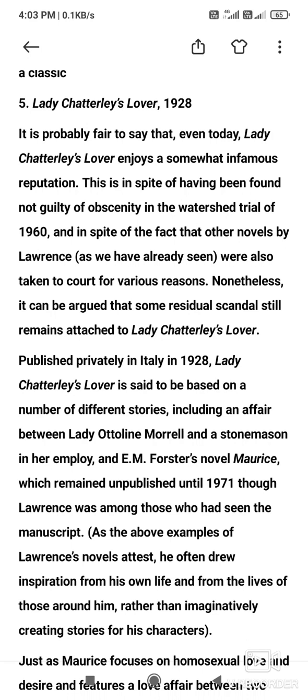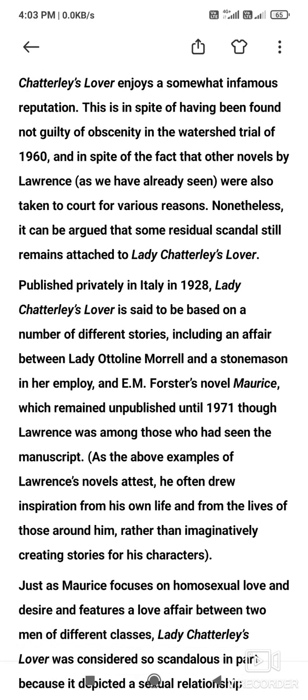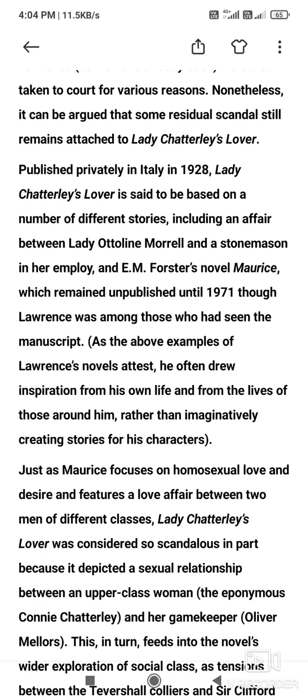Lady Chatterley navigates her unhappy marriage to Sir Clifford Chatterley, who is paralyzed from the waist down. This is how the storyline starts, and Lady Chatterley's Lover enjoys a somewhat infamous reputation, in spite of having been found not guilty of obscenity in its watershed trial of the 1960s. It was published privately in Italy in 1928, and Lady Chatterley's Lover is said to be based on a number of different stories, including an affair between Lady Ottoline Morrell and a stonemason in her employ, and E.M. Forster's novel Maurice, which remained unpublished until 1971.